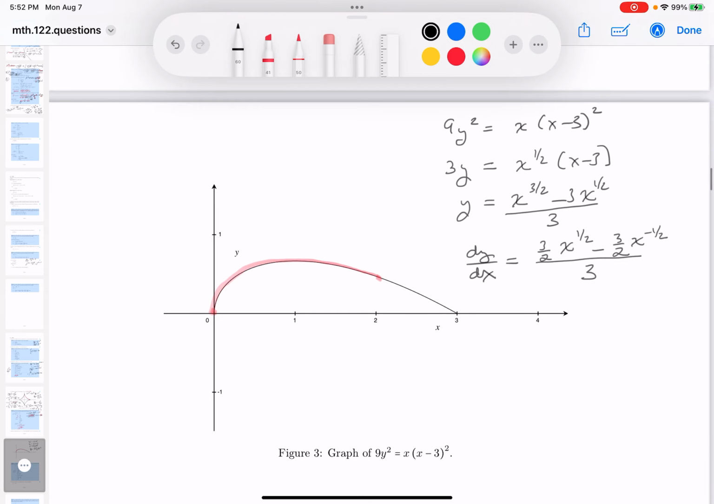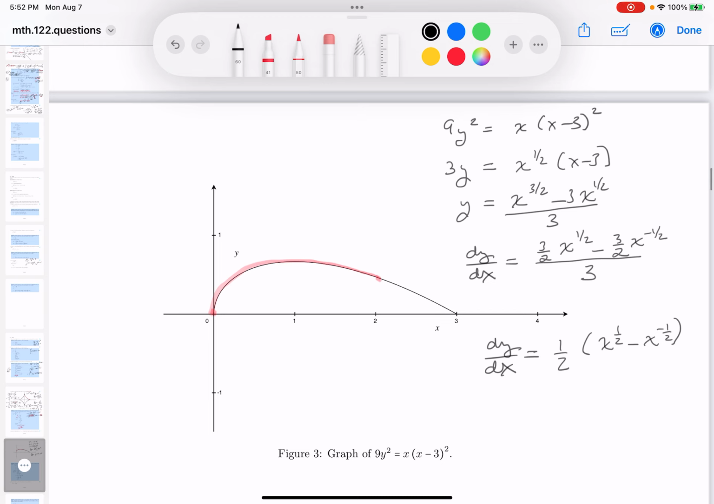Okay, I want to keep going through it. dy dx, certainly, dividing top and bottom by 3 and factoring out 1/2. Let me put that down for you. Then what do you get? X to the 1/2 minus x to the minus 1/2.